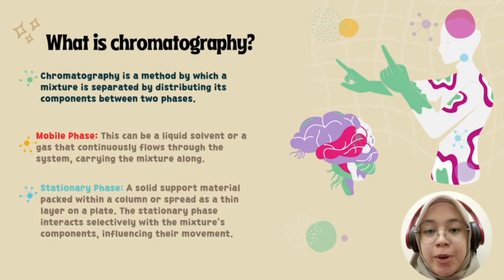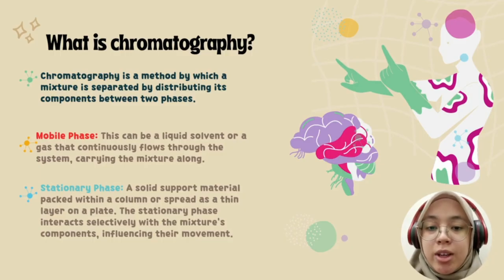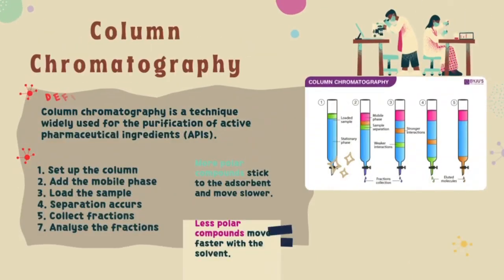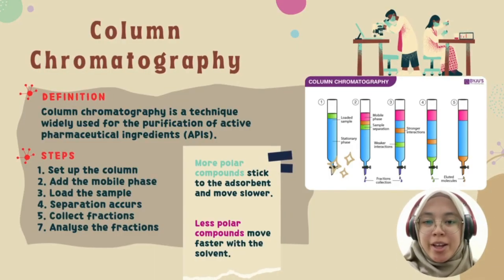So, what is chromatography? Chromatography is a method by which a mixture is separated by distributing its components between two phases. The first phase is the mobile phase. This can be liquid, solvent, or gas that continuously flows through the system, carrying the mixture along. The second phase is the stationary phase, a solid support material packed in a column or spread as a thin layer on a plate. The stationary phase interacts selectively with the mixture's components, influencing their movements. There are many types of chromatography, but in our video, we are focusing on column chromatography.